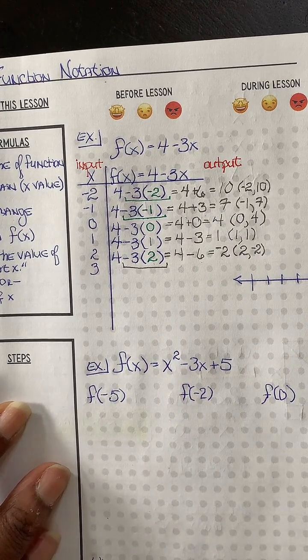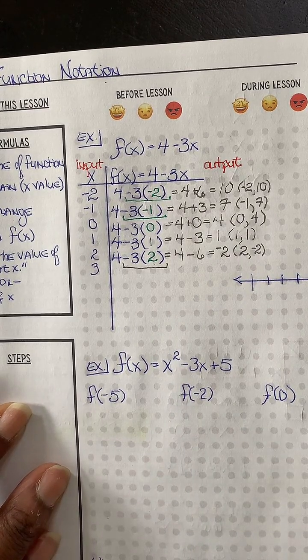Okay. And then we have one more. See, you got 2. Look at you. All right.